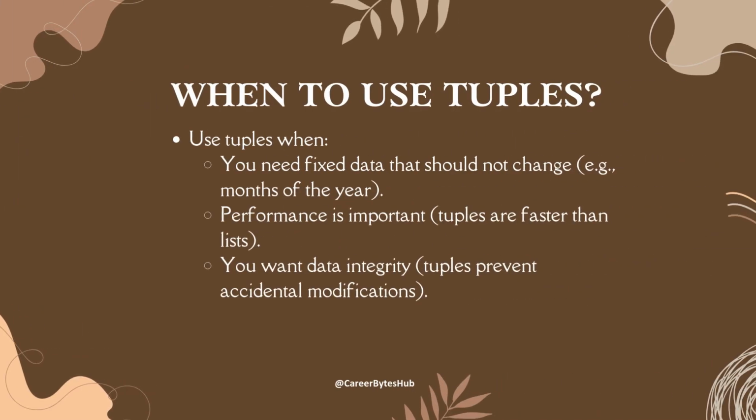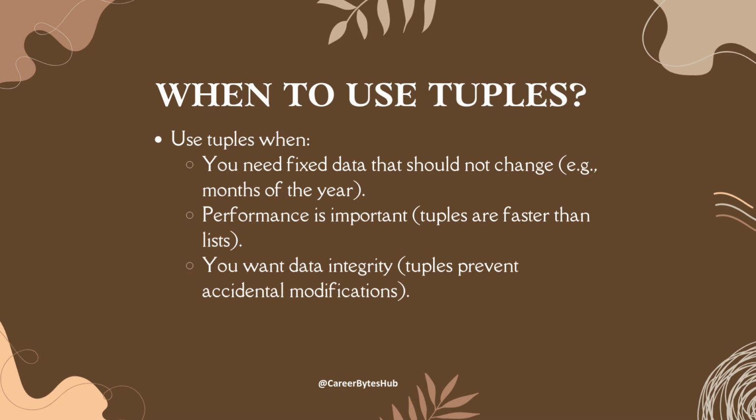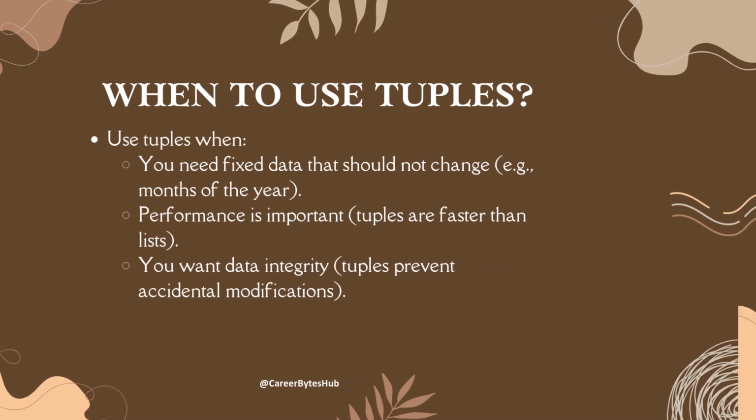Now that we understand tuples, when should we use them? Tuples are ideal for fixed data that should not be changed, such as the names of the months. They are also faster than lists, so when performance is critical, tuples are a better choice. Lastly, they help protect data integrity by preventing accidental modifications.